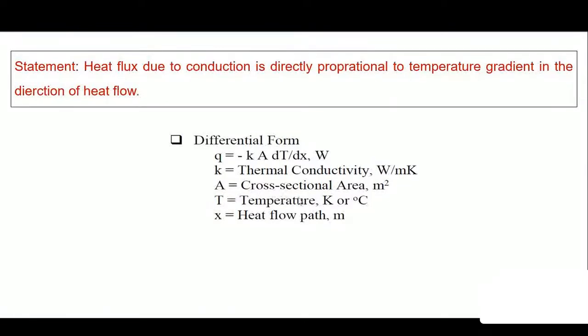A is the cross sectional area, that is the area perpendicular to the direction of heat flow, in meter square. T is the temperature difference, and that can be either in Kelvin or in degree Celsius, because in both cases the values are going to remain the same, because it is a difference. And x stands for the heat transfer flow path, that is the direction. So dT by dx represents the temperature gradient in the x direction.